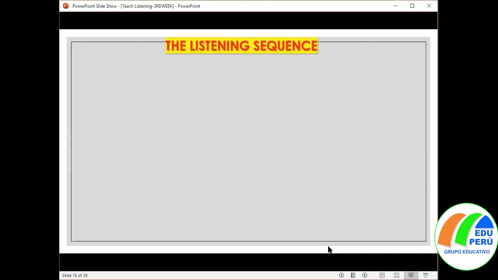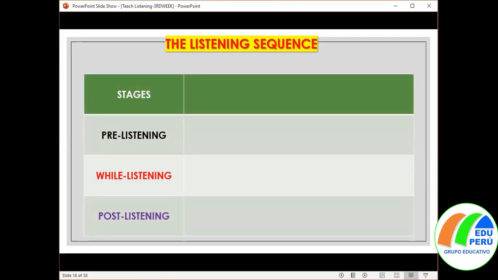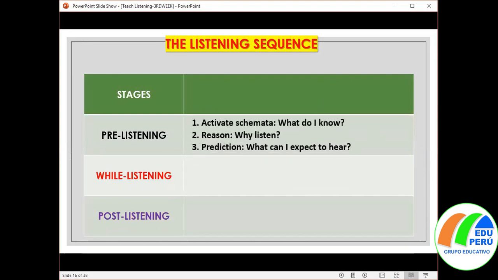Now, remember, when we talk about a listening sequence, as I told you before, we're going to have these three stages: pre-listening, while-listening, and post-listening. This is similar to what we talked about in the reading lesson, the reading skill: pre, while, and post. So these are the three main stages. In pre-listening, remember that the purpose of the pre-listening activities is to activate the schemata. We must give students a reason why they are listening, and they are also going to predict what they can expect to hear: what do I know, why are we listening to this, and what can I expect to hear. So these are the purposes of the pre-listening stage.